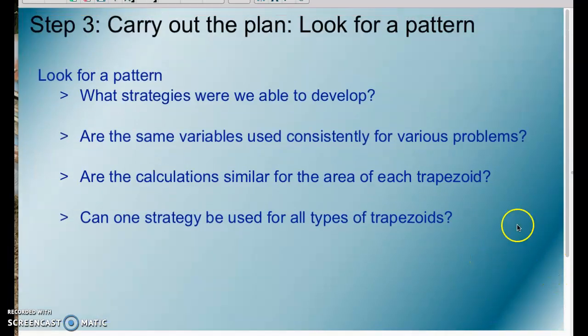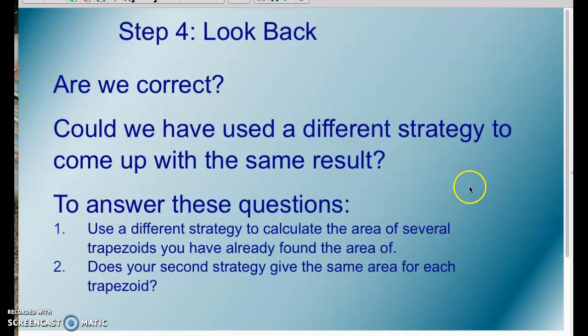Now, we have carried out our plan. We went through all the different types of trapezoids. We carried out and looked for patterns. Now we need to look back and ask ourselves, are we really correct? Could we have used a different strategy to come up with the same result?